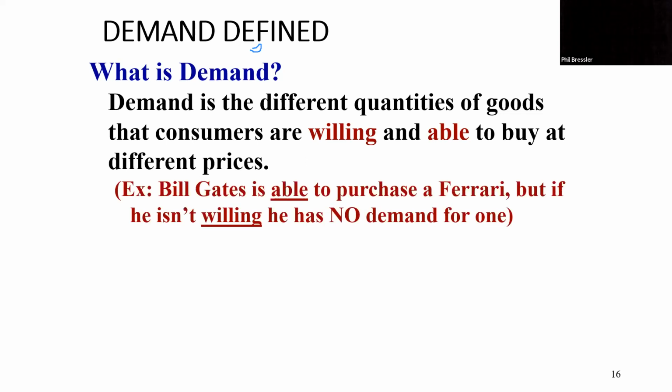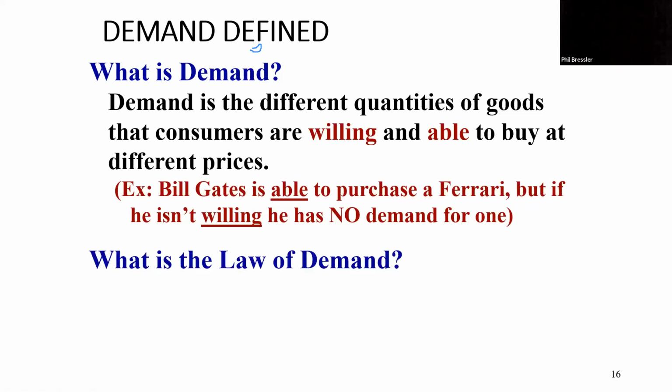All right. Now, I use the example, Bill Gates is able to purchase a Ferrari, but if he isn't willing to, there's no demand. Okay, so you've got to be willing and able. On the reverse, I could want a Ferrari, but I'm not able to purchase it.